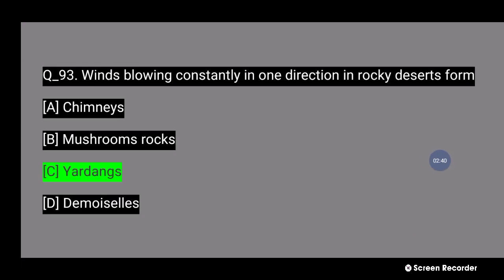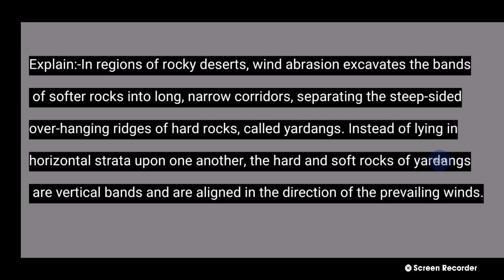Number C, air domes, just wind blowing constantly in one direction in the rocky desert forms. Question 93 explanation: in regions of rocky desert, wind and abrasion excavate the bands of softer rocks into long narrow corridors, separating the steep-sided overhanging ridges of hard rock. That's called an air domes.